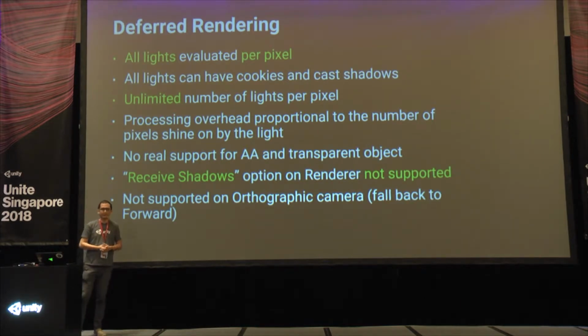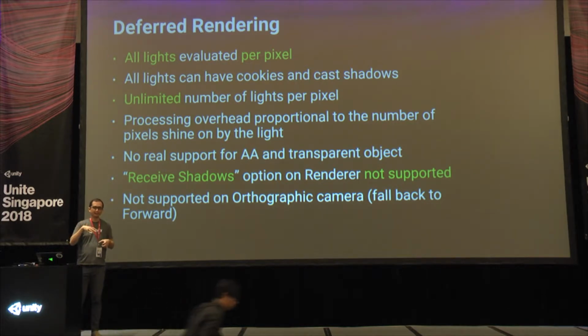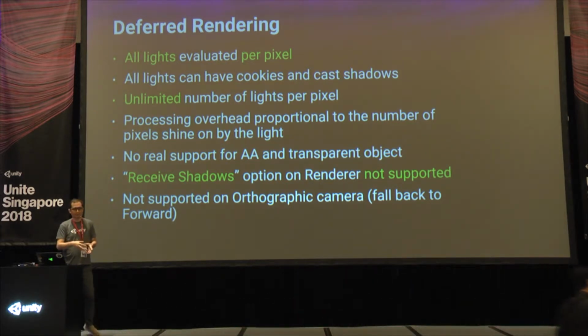But for deferred rendering, all lights are evaluated per pixel, and you can have an unlimited number of per-pixel lights. The performance cost of a light is only affected by the number of pixels that are affected by the light. So it's not per object, but the pixels on the screen that are eventually affected by the light.